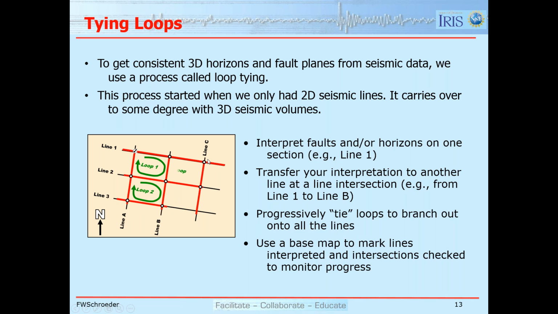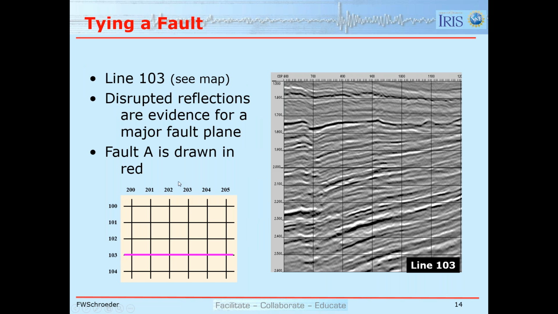Then we could start working on line 3 and close this loop. Then we could work on line C, close this loop, and then finish interpreting line 3 and close this loop. And so this loop tying method is our way to make sure that spatially everything is going to be consistent, that the faults make sense in three-dimensional space, and the horizons make sense. And I'll show an example of loop tying here in a few minutes.